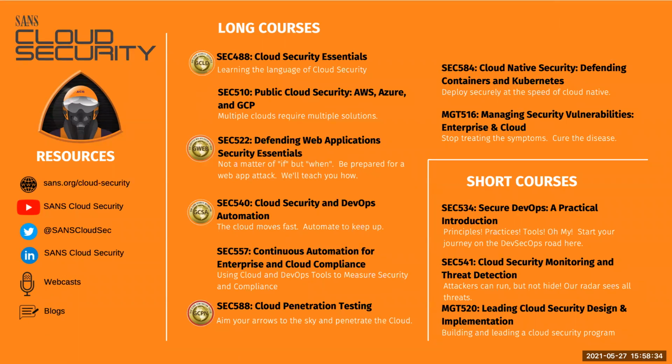Does the SANS Cloud Monitoring and Threat Detection course cover other CSPs in addition to AWS and Azure? For our three-day class, it's just AWS and Azure. I know there are some other classes, like 510 and Ryan's class 488, that deal with Google, GCP. But our class is just AWS and Azure.